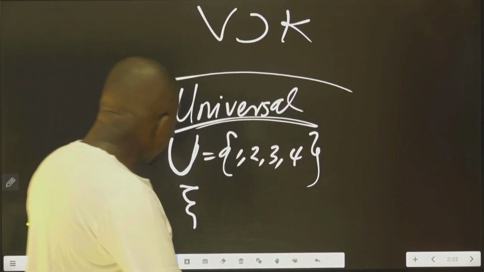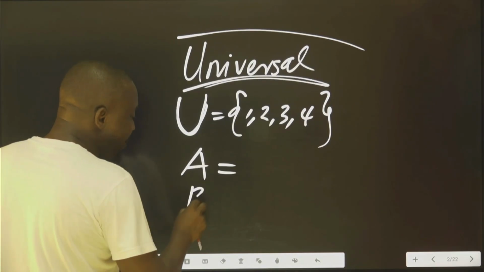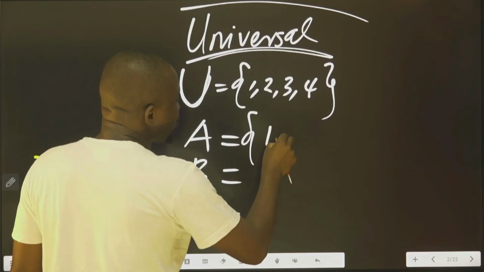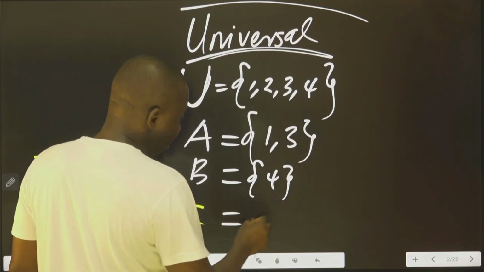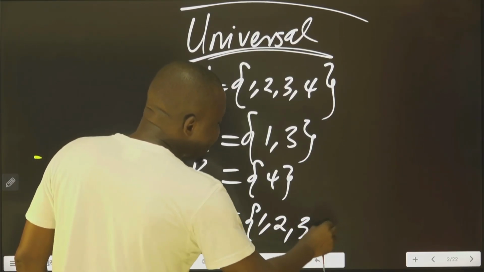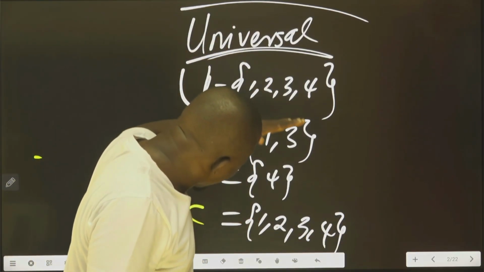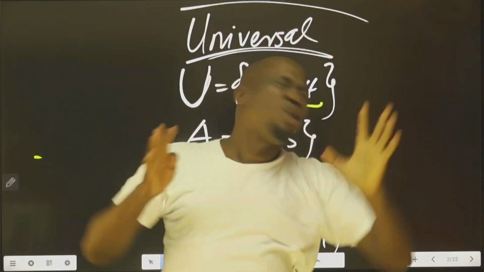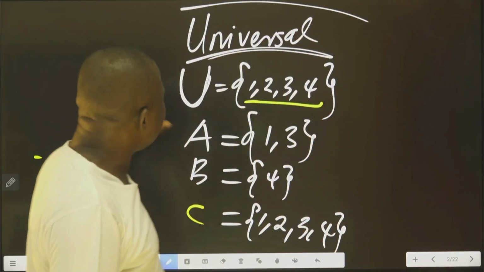None is outside here. So if I want to take A now, I will take A from here. If I want to take B, I will take B from here. If I want to take C, I will take C from here. It means I can say A is 1, 3. I say B is just 4. I can even write this one as this. It means that this C is equal to the universal set. But there is no number you will see here that is not here because this is the universal set. Everything under consideration. All the elements under observation. That is what? The universal set.